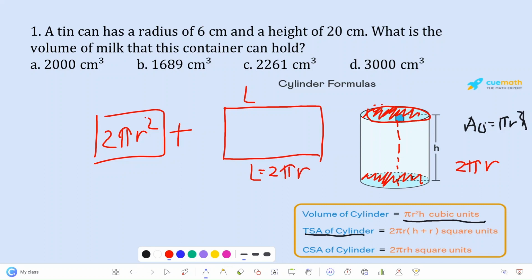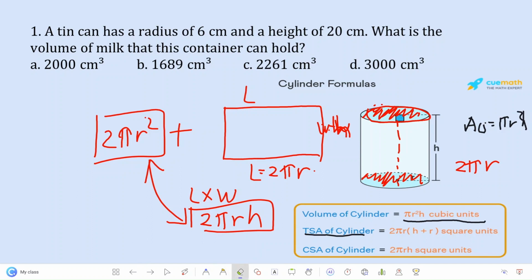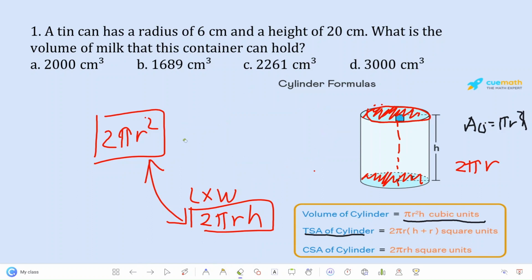At ngayon, kapag kinuha mo naman dito ang height, or ang width for example, kapag minultiply mo dito, ay makukuha mo ang area. So, length times width, or length times height, dito is h. Kunyari, ang width niya is h. So, this will be equal to L times W is equal to 2 pi r h. So, ito at ito ang i-add mo. Paano natin nakuha ang formula if we're going to add that? That's 2 pi r squared plus 2 pi r h.